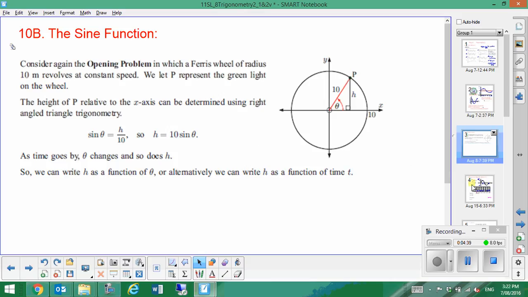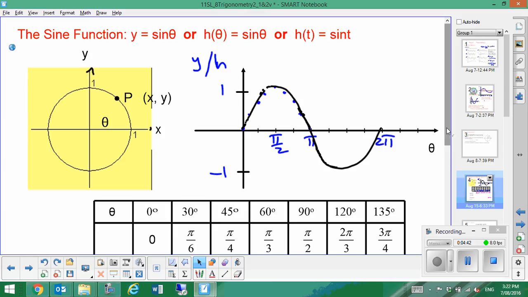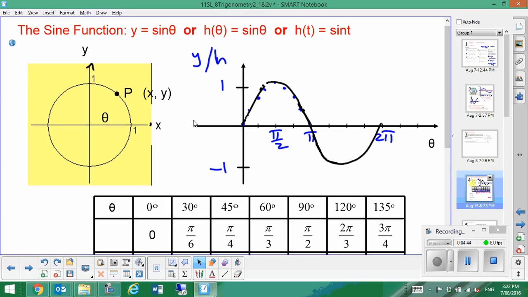So we can now go on and plot this. It's the same sort of concept, except this time let's take the unit circle. So we've got something generic that we can apply to any situation. And we want to plot what's the height of our point P, that's the y-coordinate, as our point moves around for different angles. So our sine function, we can look at it as y is sine theta, that's the y-coordinate, or we could think of it as the height as a function of theta for our Ferris wheel, or height as a function of time for our Ferris wheel.